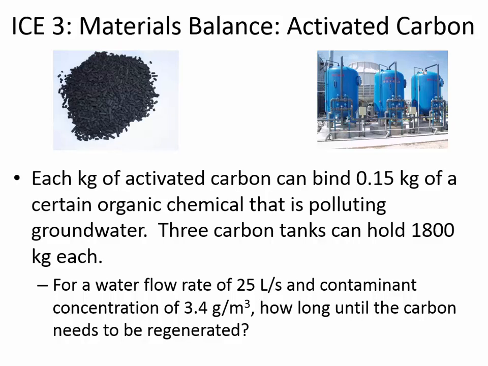So in the second stage of this problem, how much pollution in grams can the filter hold? What we know is in total, between the 3 filters, there's 5,400 kilograms of carbon. And then we have a ratio of 0.15, which says for every kilogram of carbon, it can hold 0.15 kilograms of pollution. So that tells us when this is full, that 5,400 kilograms of carbon will have removed 810 kilograms of pollution. So do you have any questions so far?